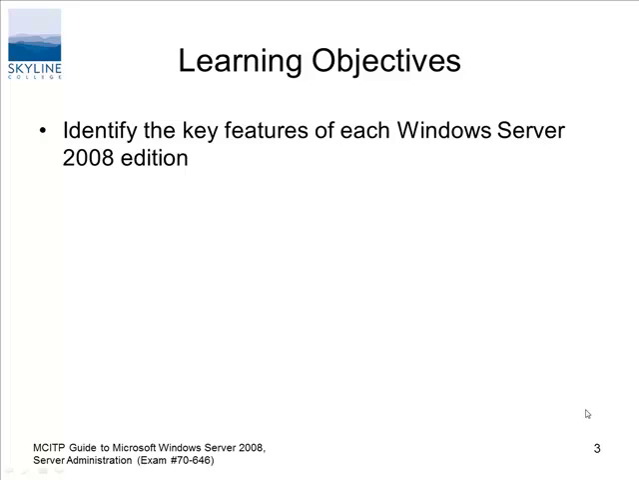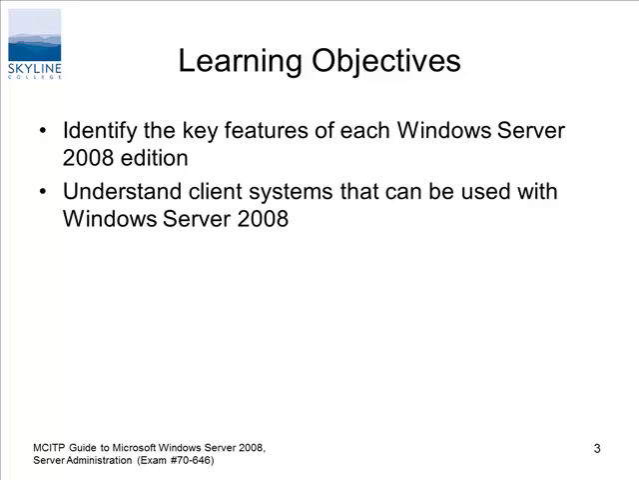So the objectives: identify the key features of each Windows 2008 edition. And when we do that, the key features are always going to be everything that's in the one above it plus these. So once you get what's added, it's not going to be that much more. Understand client systems that can be used in Windows Server 2008. They're going to tell you Windows 7, and we just finished the Windows 7 course, so you're kind of familiar with that.